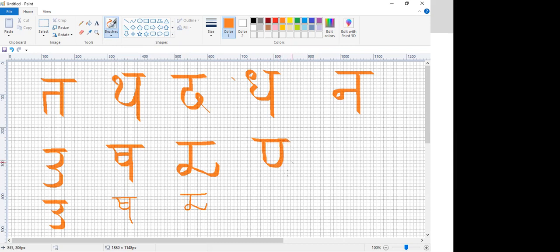Actually, the Shirorekha goes on this side also. Just a U. Make a Shirorekha, and then you draw a U like this. And na was very simple. You don't add an ending circle at the end. This is Tavarga.